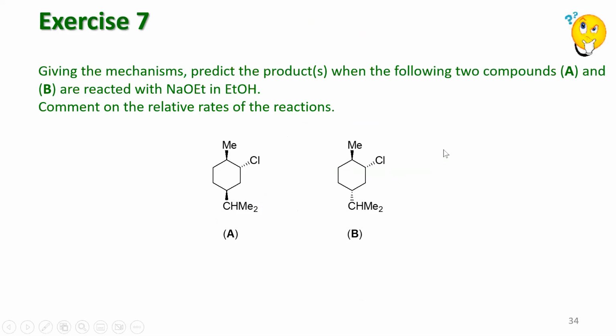Okay. Thank you madam. So here again, I have a question to explain these arrangements, giving the mechanism. This is again a final exam paper question. Giving mechanisms, predict the products when the following two compounds A and B are reacted with sodium methoxide. This is sodium methoxide in ethanol. It's a strong base, right? In ethanol. Comment on the relative rates of the reactions.